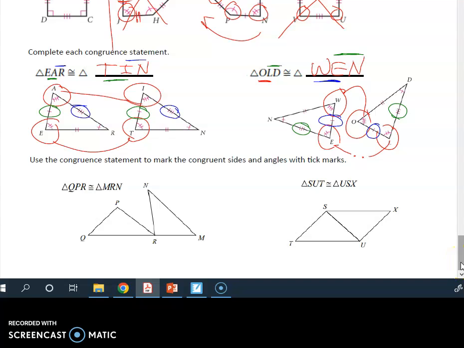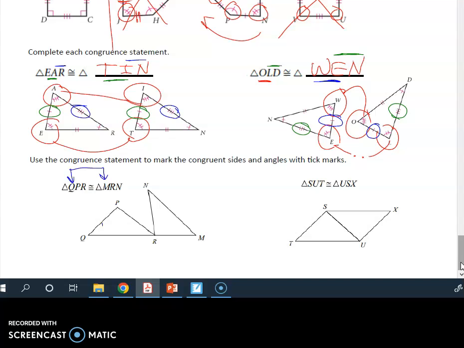In this last example, we're looking at trying to mark the sides and the angles with tick marks. Again, I think it's always best to start off with the angles, looking at vertex to vertex, and then compare sides. So go ahead and mark those, and then turn the video back on when you're ready to continue.